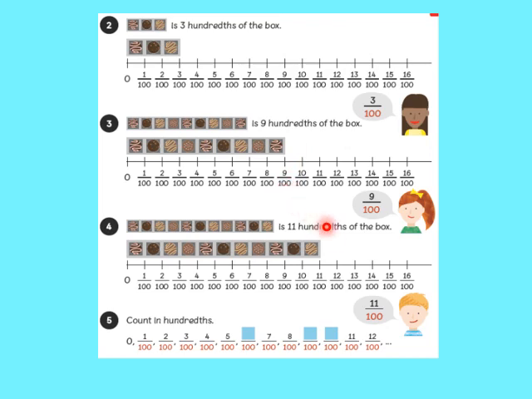And Sam took the most. He took 11 chocolates out of 100, so 11/100ths. And we write it like this. Here we can see the 11 chocolates on the number line that takes us up to 11/100ths.